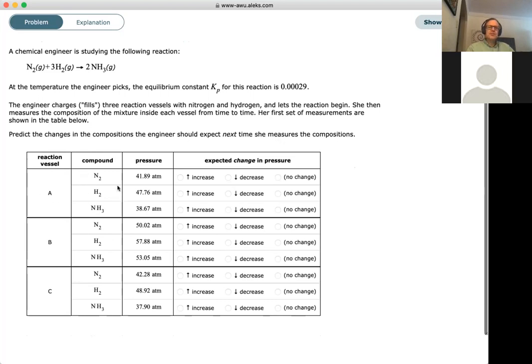These are the 3 substances here. These are our initial pressures. Okay, so these are what we're starting off as. And then the question is, what is the expected change in pressure? Should it go up? Should it go down? Should there be no change? Okay. So let's take a look at this one.